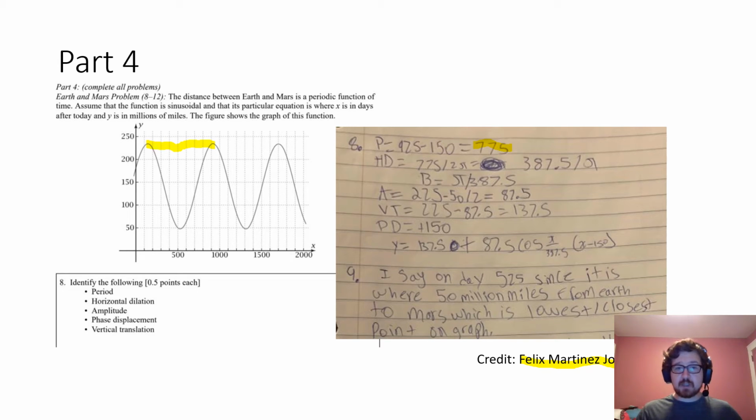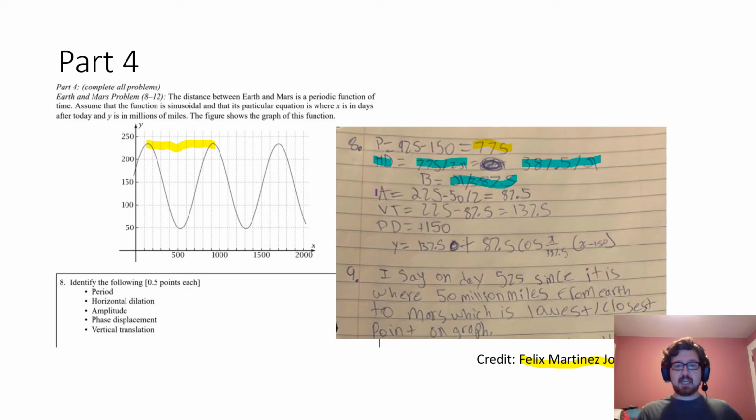Felix then correctly showed how to get the horizontal dilation. He took the period from the previous one and divided by 2 pi. He simplified and got this. He then realized you had to do the old switcheroo for the b value here. Remember, you're putting it into a trig function, so it has to be flipped upside down.